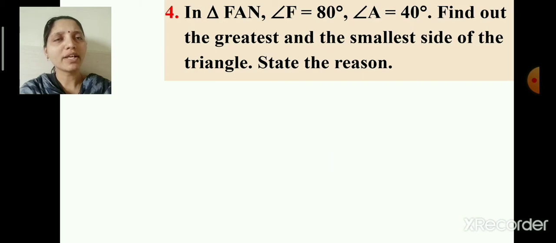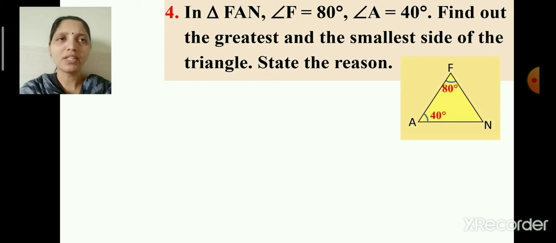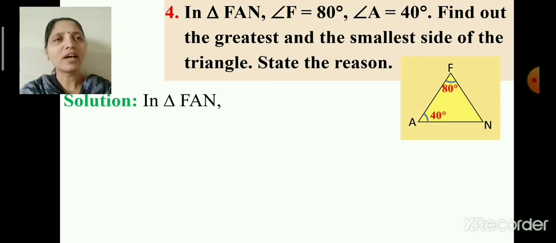Now let's try to solve the next question. In triangle FAN, angle F is equal to 80 degrees, angle A is equal to 40 degrees. Find out the greatest and the smallest side of the triangle and state the reason. Now here the two angles of this triangle are known to us and we have to find the greatest and the smallest side of the triangle. For that, which property will we use? Yes, property of inequality of sides and angles. Now here two angles we know, we have to find the third angle also. So let's start with the solution.